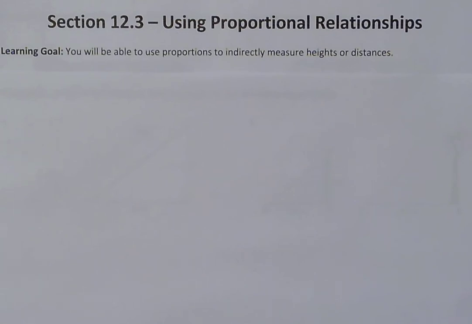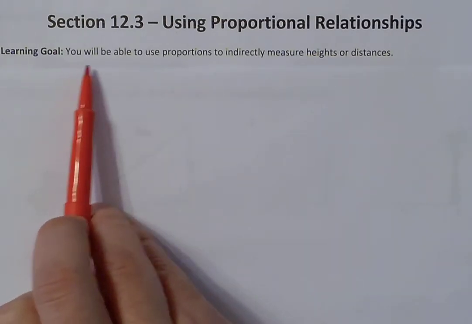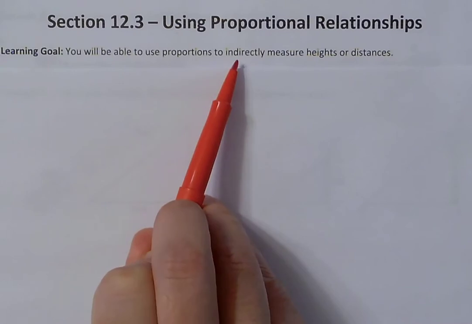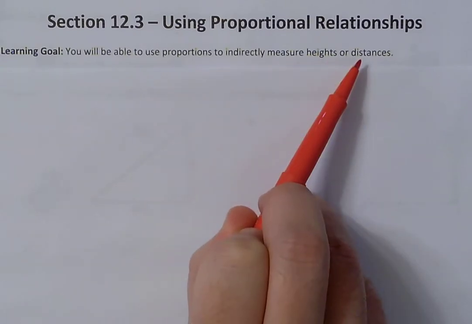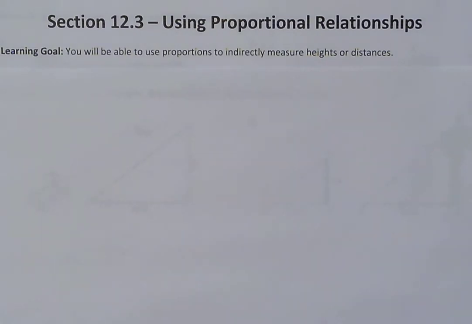For today's lesson, we're going to be taking a look at section 12.3, which is going to have us looking at using proportional relationships. Now, for today's lesson, we have one learning goal: that you will be able to use proportions to indirectly measure heights or distances. So we're going to use proportions, which is a fraction equals a fraction, and then we cross multiply and divide to solve, to indirectly measure heights and distances.